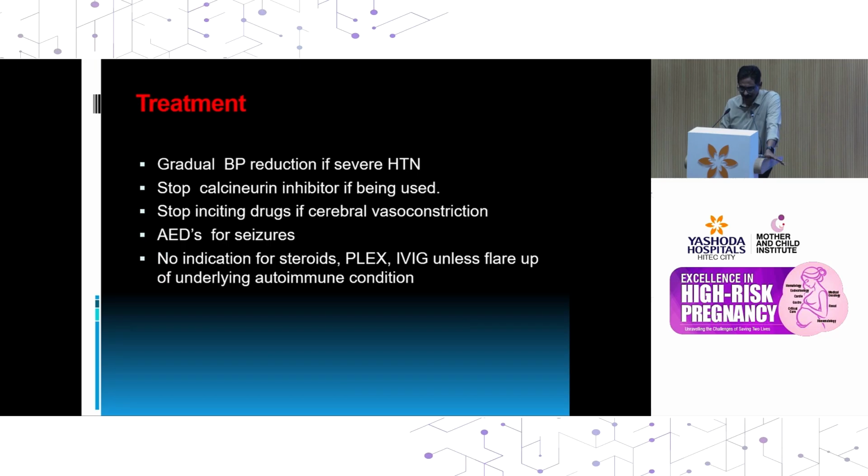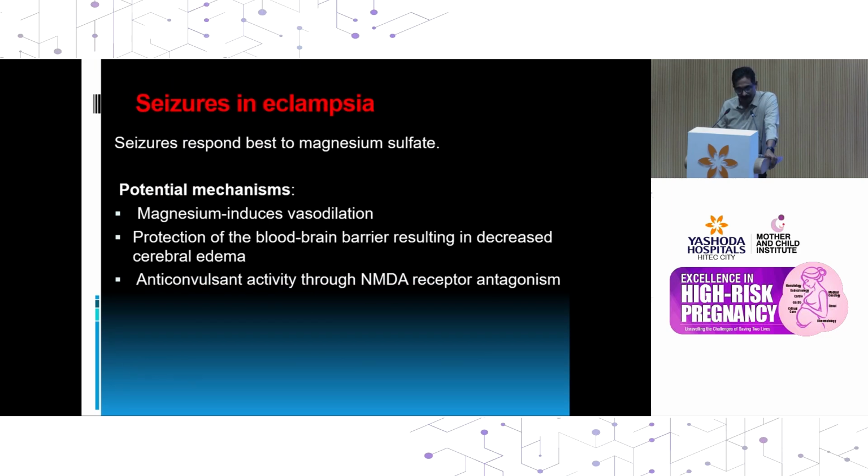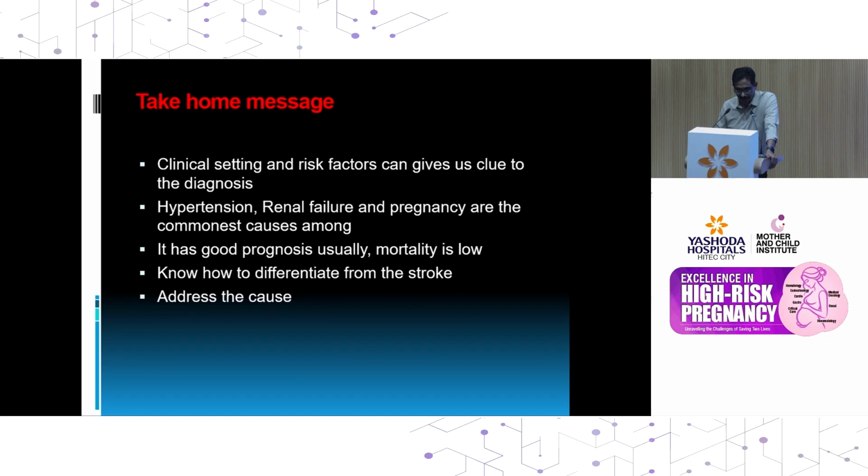So treatment is gradual BP reduction in these patients, and if calcineurin inhibitors are being used, it is better to stop them. You can use anti-epileptic drugs. As you know, seizures in eclampsia, most of the time we treat with magnesium sulfate. Of course, this I think we need not teach you. The only contraindication to magnesium sulfate in pregnancy is myasthenia gravis patients. Better not to give magnesium sulfate in these patients. Most of the patients recover very well. They recover within 2 weeks, and some of them within 3 months. Mortality is very low, and clinical improvement precedes radiological resolution.